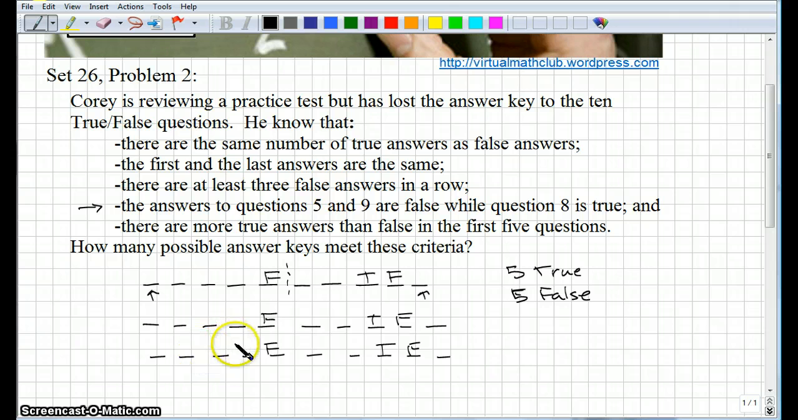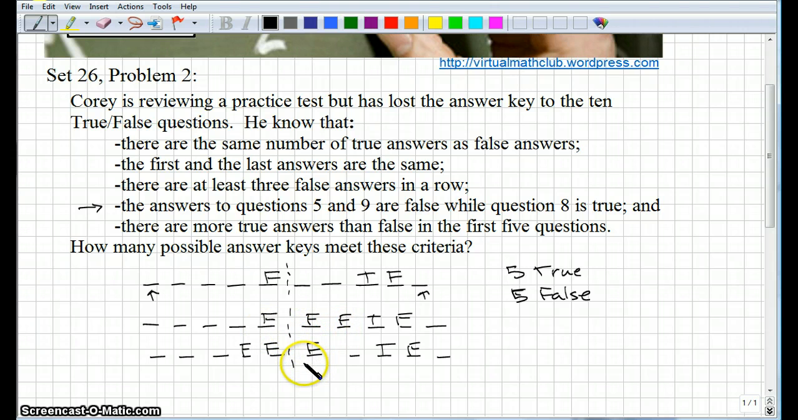Now, we said that we really can't have it here because then we'd have 3 false in the first 5. Well, we could put it here, so we could have false, false, false. Or we could put it here, false, false, false. If the start of the string was further along, then we run into this true, and we can't get 3 falses in a row. So it looks like these are the 2 possibilities for where to put the string of false answers in a row.